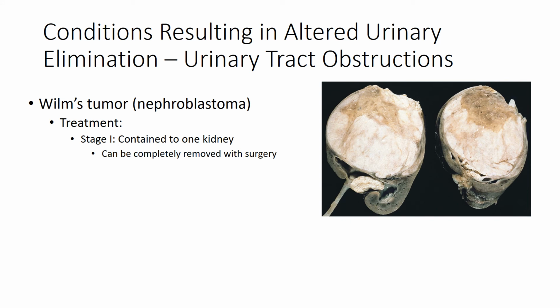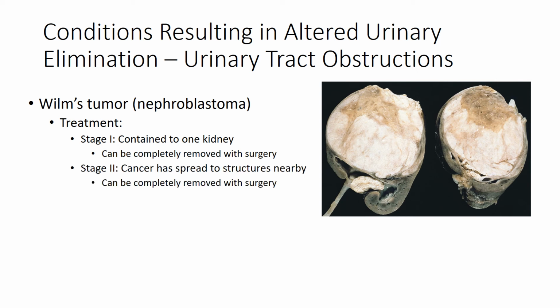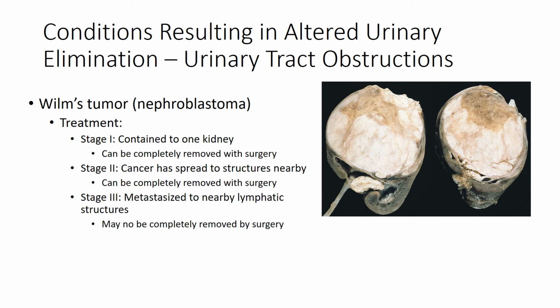So stage 1 is going to be contained within one kidney. Okay, so this can be completely removed with surgery. Stage 2, the cancer has spread to nearby structures. Okay, it is completely removed with surgery. Stage 3 is going to be metastasized to nearby lymphatic structures. Okay, it may not be completely removed by surgery, so we're getting more severe as we are progressing up.